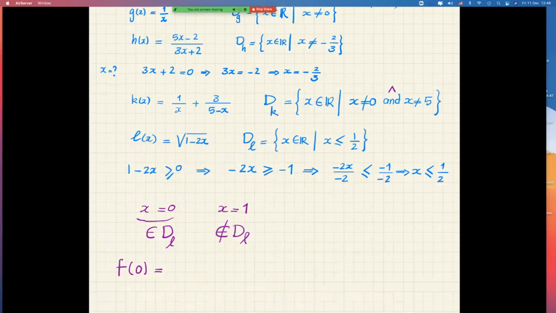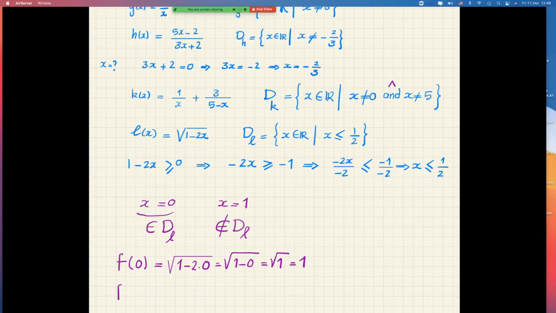Let me calculate this. You need to know how to calculate this. You need to replace x with 0. So it becomes 2 times 0, then it becomes square root of 1 minus 0, then square root of 1, which becomes 1. So you see, I get an answer out of it.